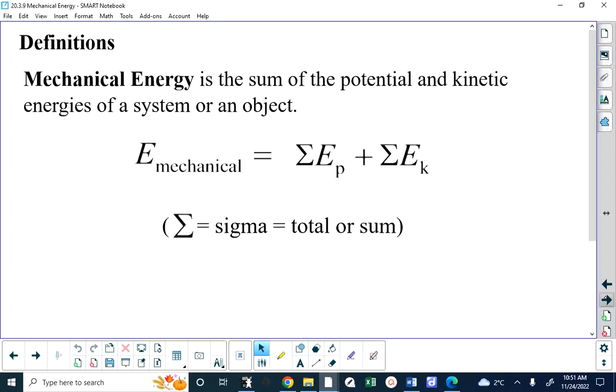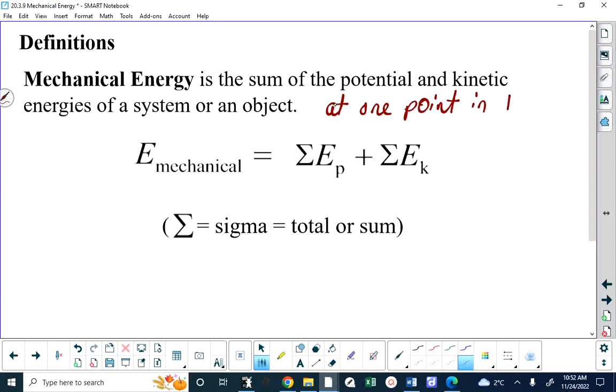So what's missing in this definition right here is at a certain position or at one point in time. I think 99.5% of my students over the years would never even have to say that. It's obvious that that's what we're talking about. But every now and then I get a student or two that wants to add the kinetic energy at one point to the potential at another and say that's the mechanical energy.